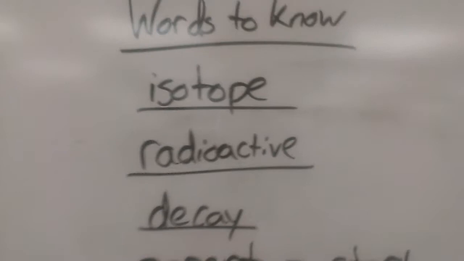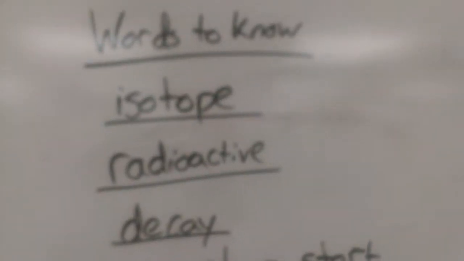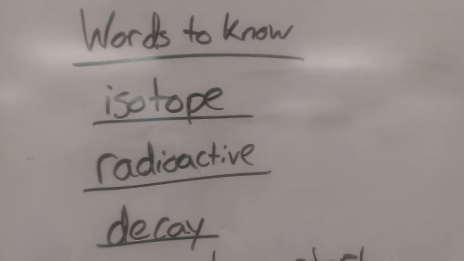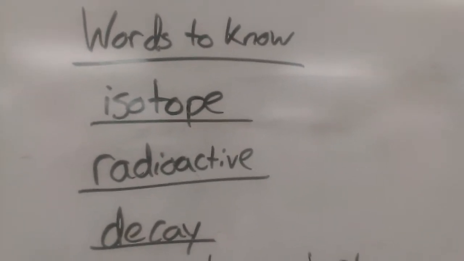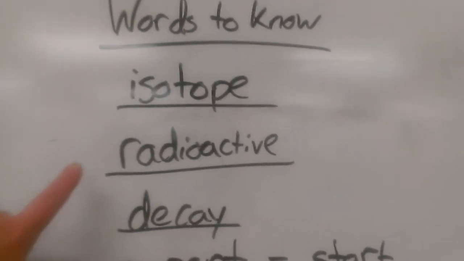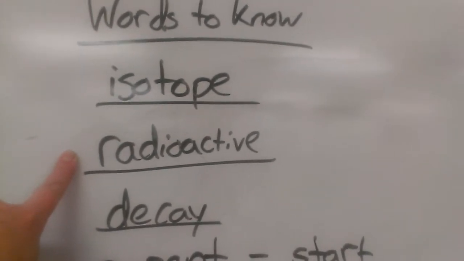So the words you want to know, isotope's the first one. When they say isotope, they're usually talking about what will actually be doing the decaying. So it's an atom with a different number of neutrons than some of the other atoms of the same element. Radioactive just means that it's able to decay to something else.